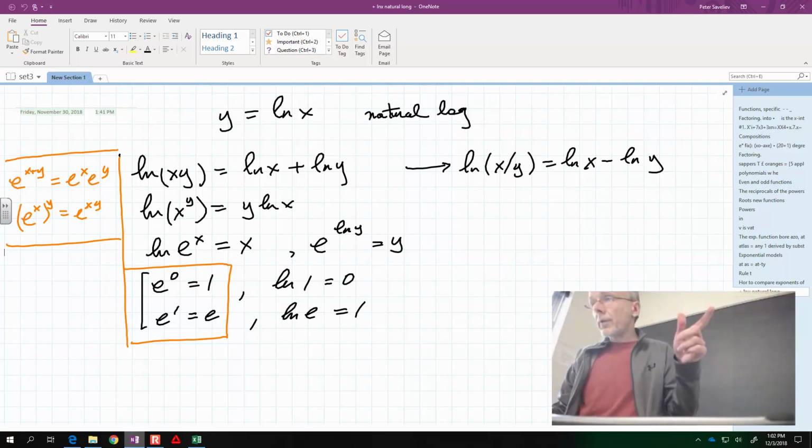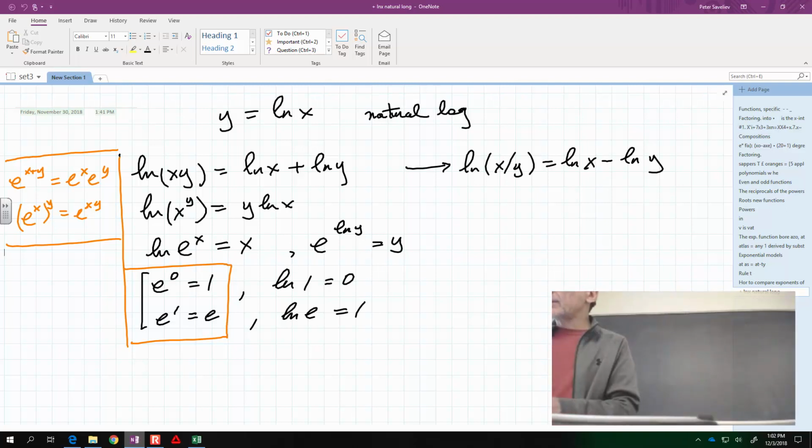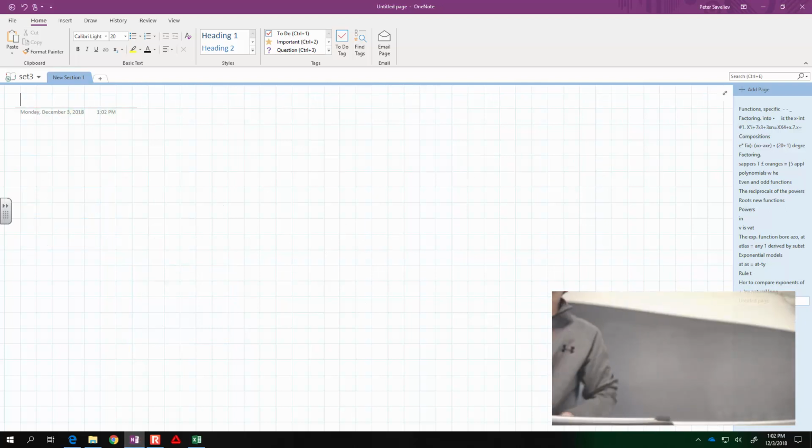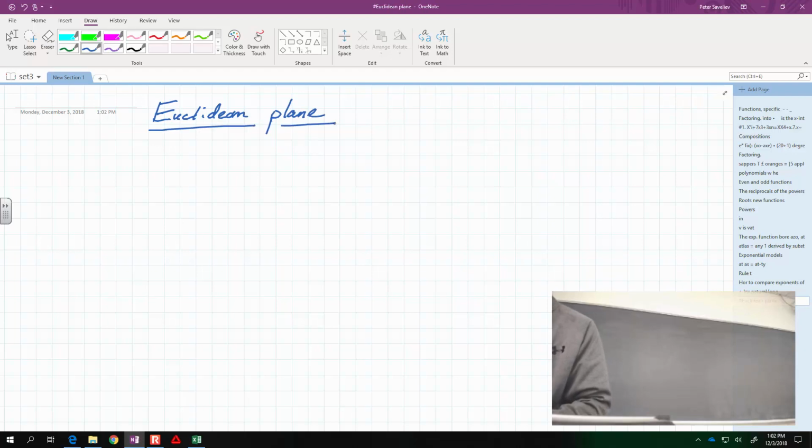Okay, so we're finished with the logarithms for now. And so the next topic is Euclidean spaces. Or more precisely, just say Euclidean plane, the Euclidean plane. Okay, so we have seen the plane, the xy plane already.